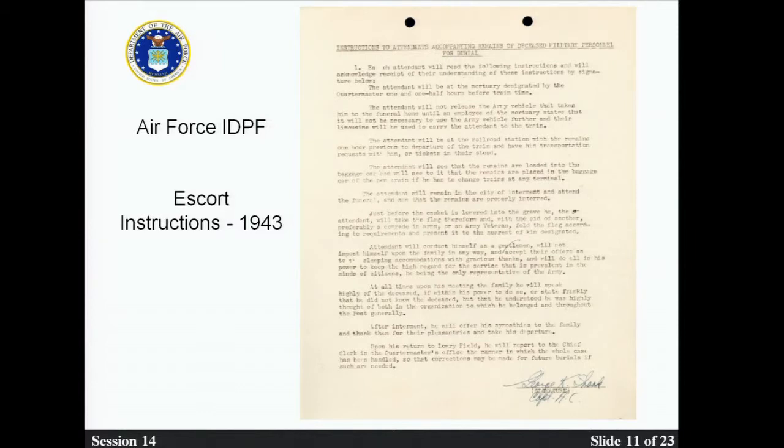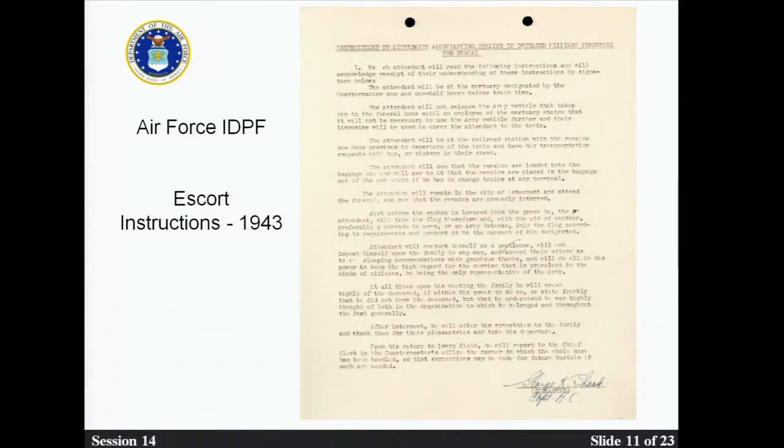An excerpt from it, about halfway down on the page: the attendant will conduct himself as a gentleman, will not impart himself upon the family in any way, and accept their offers as to sleeping accommodations with gracious thanks, and will do all in his power to keep the high regard for the service that is prevalent in the minds of citizens, being the only representative of the Army. So they have to conduct themselves.